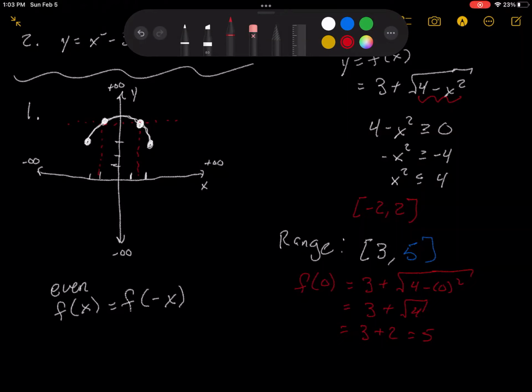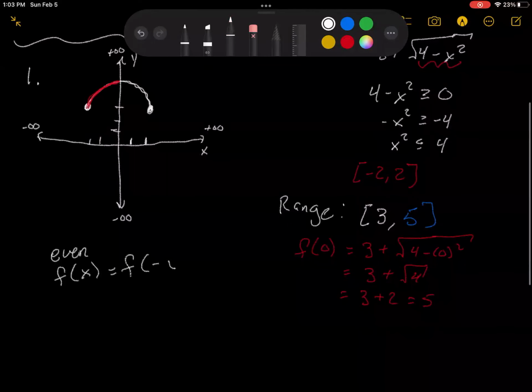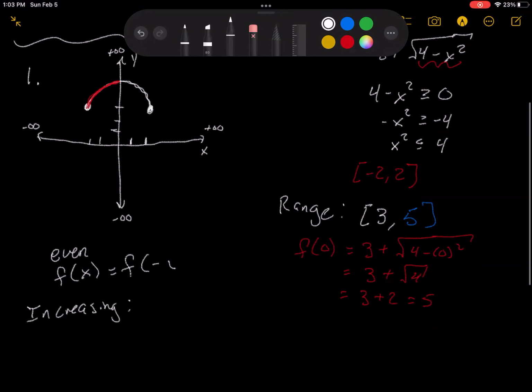Let's talk about increasing or decreasing. All right. Where is this function increasing? Where is it decreasing? So as I move forward in my x direction, where's my function going up? It's going up here, right? This is the section where it's increasing. So I'm increasing on which part of my domain? From -2 up to 0.